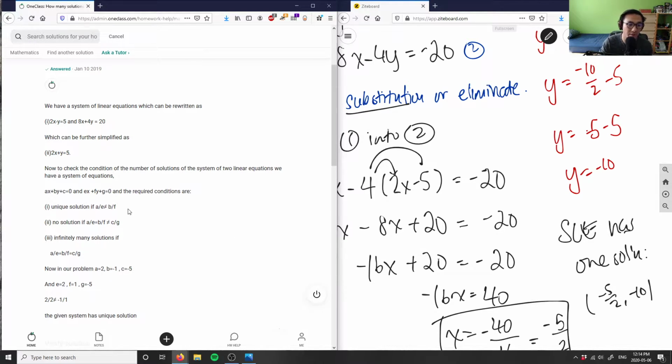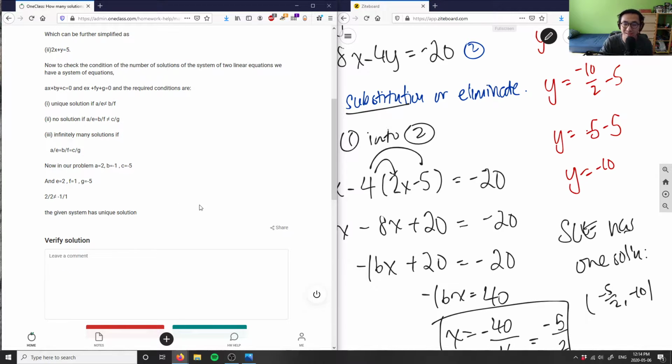In this case, they wrote that they have a system which has a unique solution, and I actually went a step further and solved the system of linear equations. So this here has one solution, which is the exact same thing as a unique solution. And I think this question was also just asking how many solutions. So I think the solution is fine. So the solution is correct.